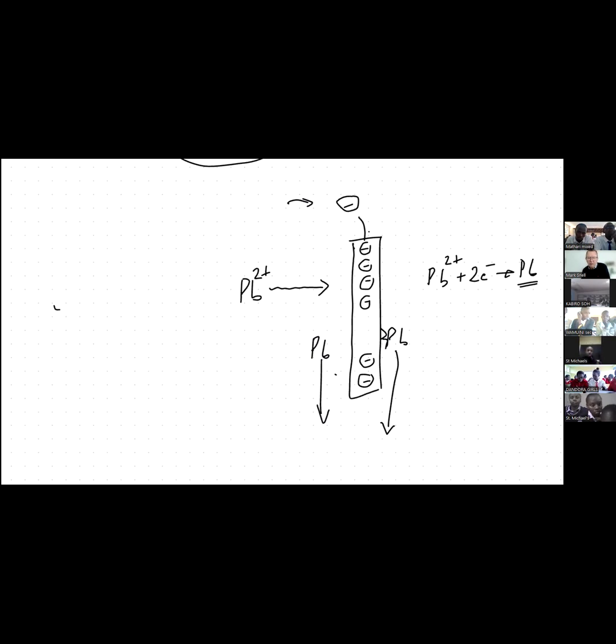Guys, just leave your cursors off the picture, please. Thank you.